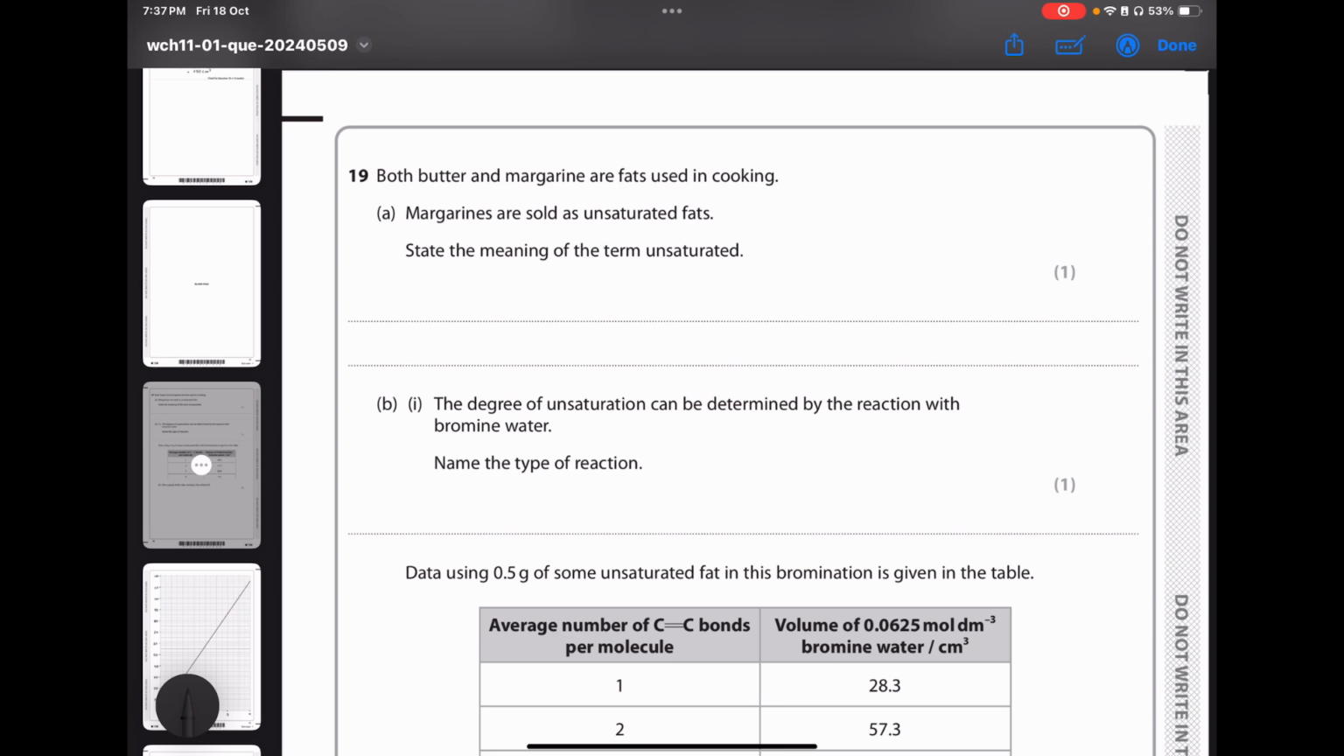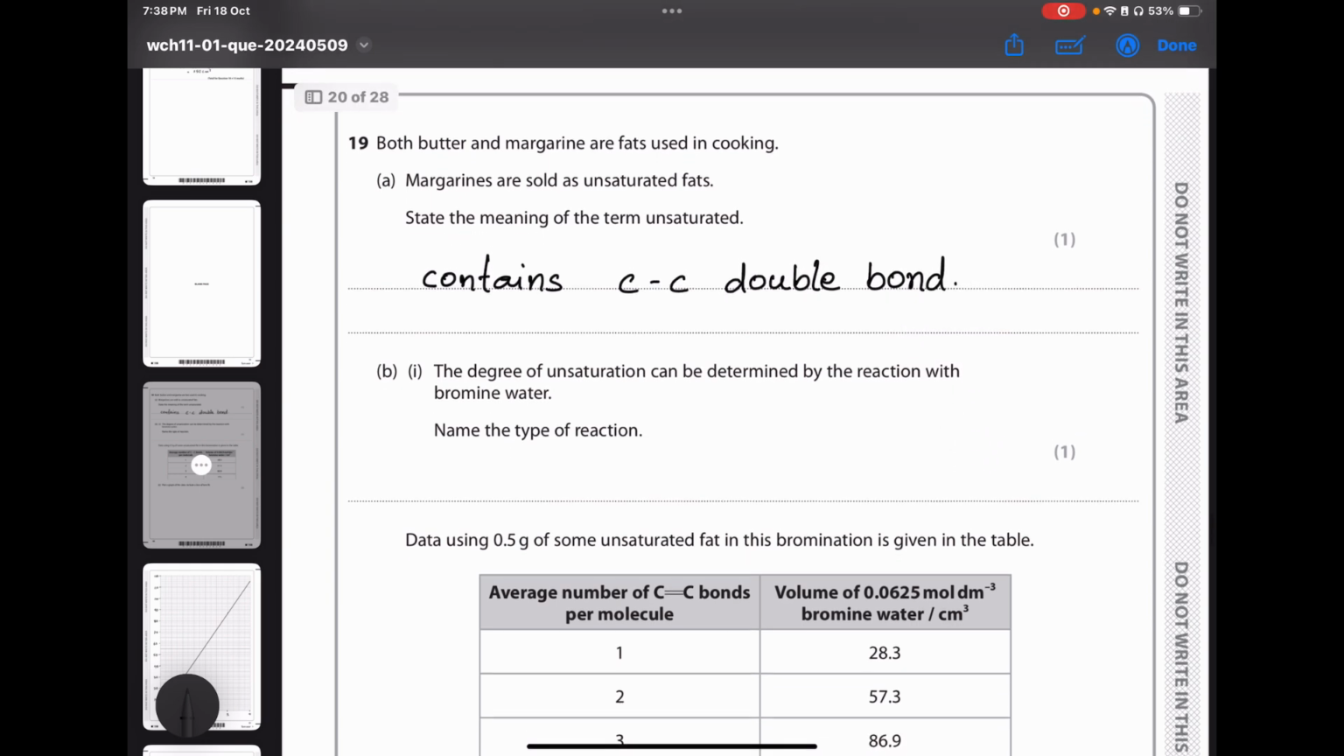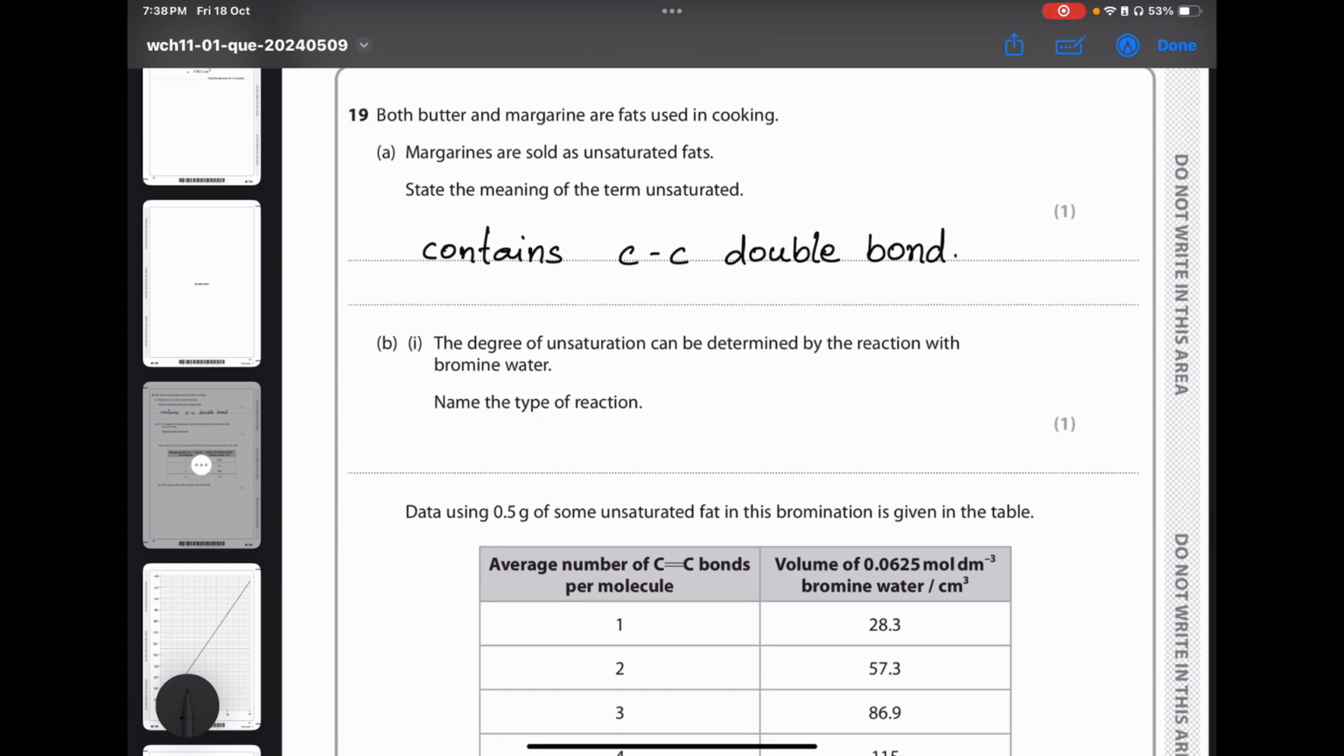Next. Now question number 90. Both butter and margarine are fats used in cooking. Margarines are sold as unsaturated fats. State the meaning of the term unsaturated. Unsaturated means contains carbon-carbon double bond. Whenever there is carbon-carbon double bond, the compound is termed as unsaturated hydrocarbon, right?